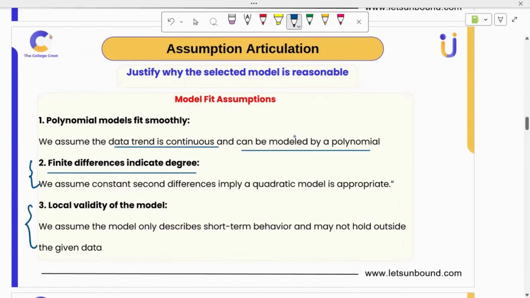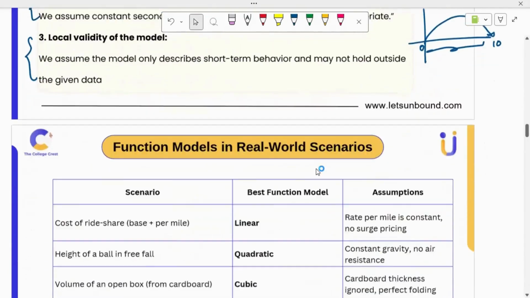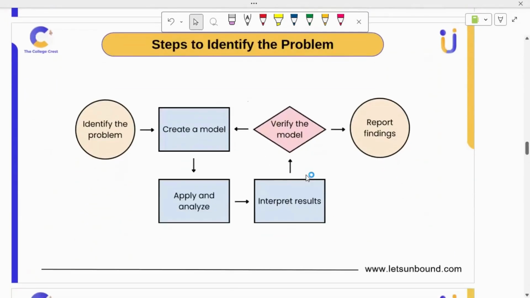Local validity of the model is also an assumption articulation. For example, if I said a rocket is projected, it fell down for sure after some time, so it won't work until infinity, only 0 to some 10 seconds or so. For the short-term behavior, we will use the polynomial, maybe a quadratic function here. So these are the things. And now, pause the video and observe this. A scenario is given. What is the best function model and what assumptions can you give here? Right, now let's go.